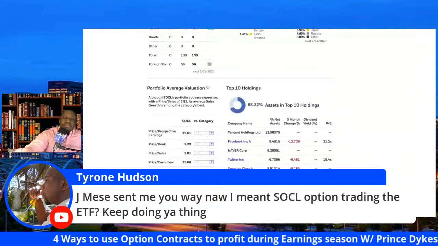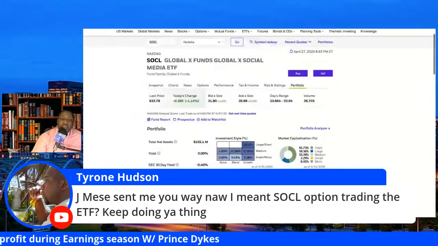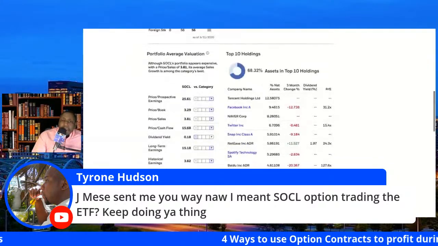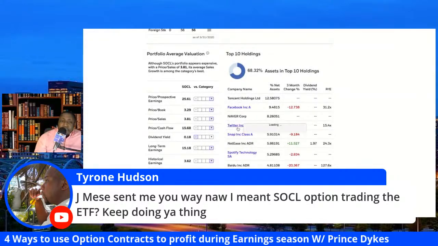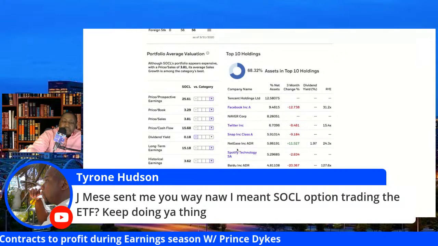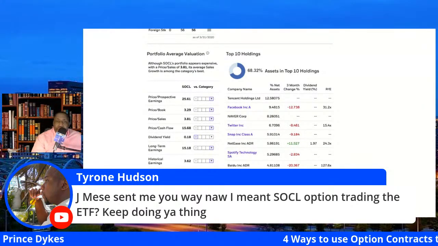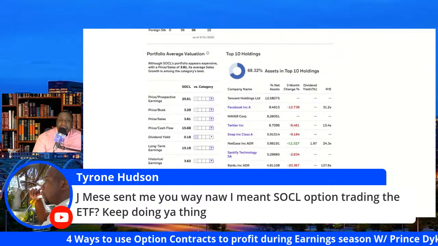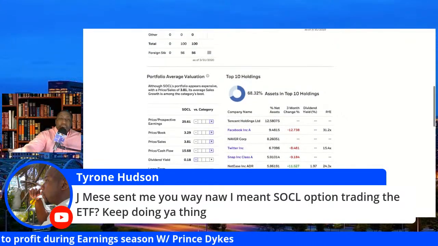So right here, it's going for $33. And right here, it has Facebook in it. It has Twitter. It has Snapchat. It has Spotify. It has Google in it or whatnot, right? I wonder if it had Netflix. So let's see who owns this.